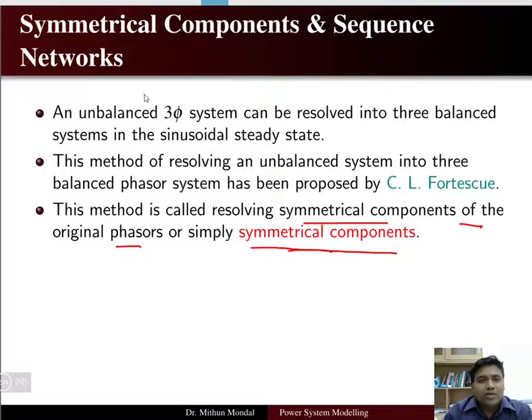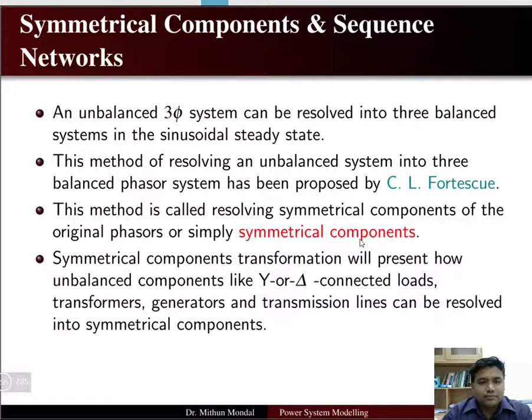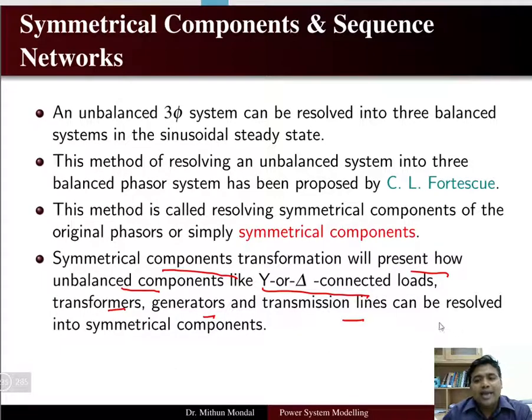Whenever we have an unbalancing of a three-phase system, it will resolve into three balanced systems. These systems are known as the symmetrical components. The symmetrical component transformation shows how unbalanced components like star or delta connected load, transformer, generator and transmission line can be resolved into symmetrical components.